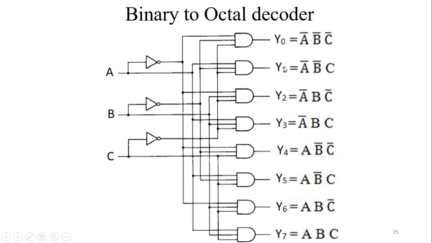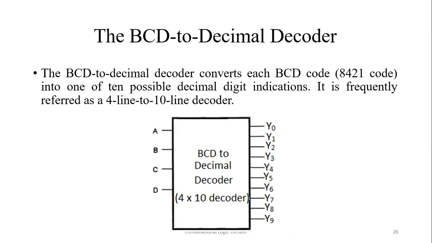If this line is high and the remaining lines are low, what it means is the code present at the input is 001, and it means the code of octal digit 1 is present at the input. So this is a binary to octal decoder.